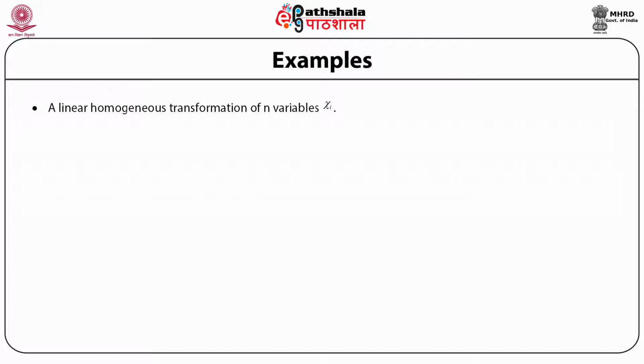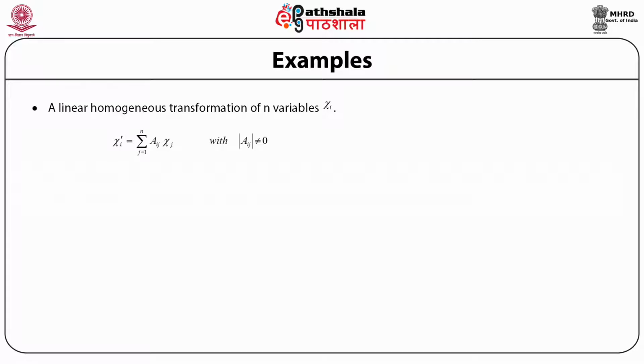Now, if we have a linear homogeneous transformation of n variables x_i, i goes from 1 to n, then this transformation can be represented by a matrix A such that the matrix A operating on these variables x_i, which we can write in the form of a vector, transforms to the vector x_i prime. That is, x_i prime is equal to a_ij x_j summed over all j from 1 to n, and the transformations are such that the modulus of a_ij is not equal to 0.